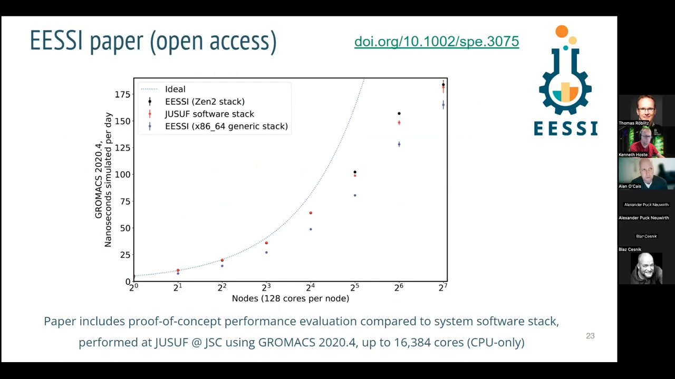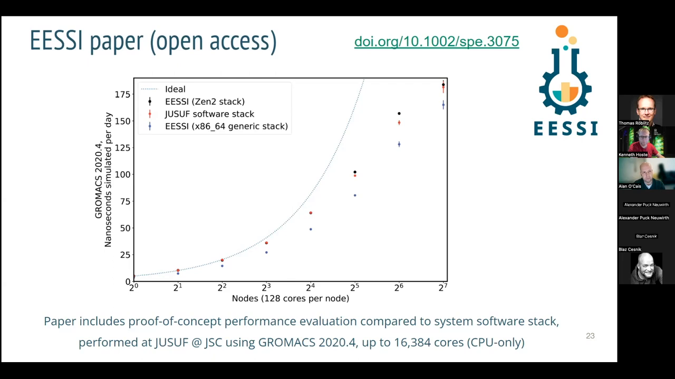That's good, but how does it compare to the software stack that is actually available already on HPC systems? So we did this experiment at quite a large scale, up to 16,000 cores on the system at Jülich Supercomputing Center. So a Zen 2 system that was available at Jülich. This is from a couple of years ago, but the principle remains the same.